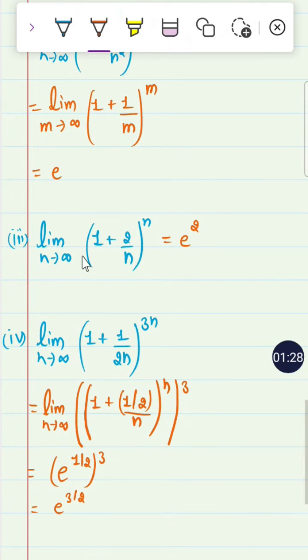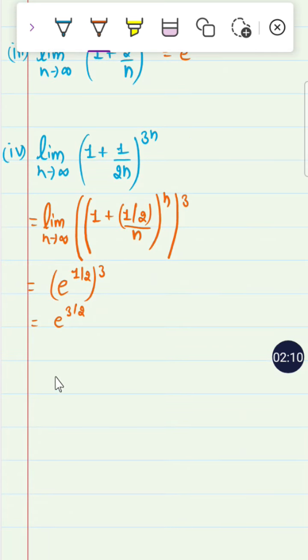Now the third one is the same: limit n tending to infinity (1 + 2/n)^n, which gives you e², as x is 2. Now limit n tending to infinity of (1 + 1/(2n))^(3n), right? After substituting in a good way, this gives you ((1 + (1/2)/n)^n) whole cube. This one is a good way. This gives you e^(1/2), that is x, whole cube. This gives you e^(3/2), right?